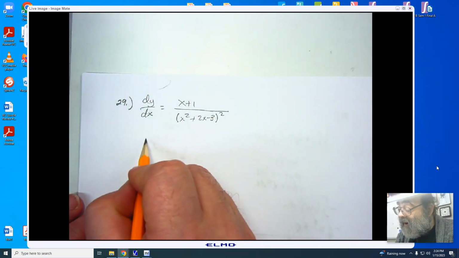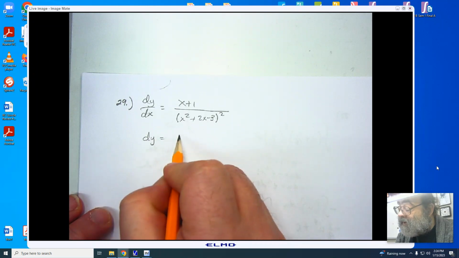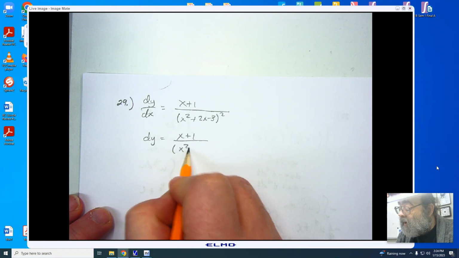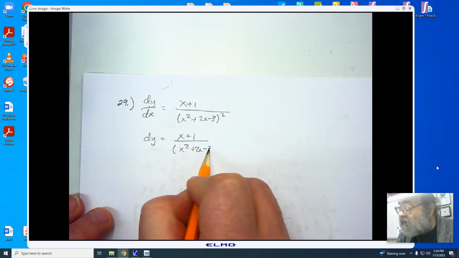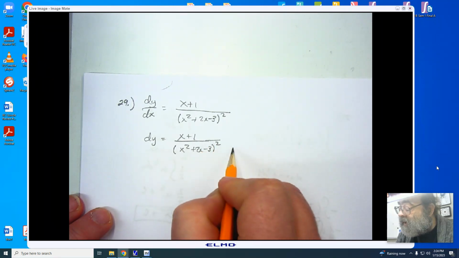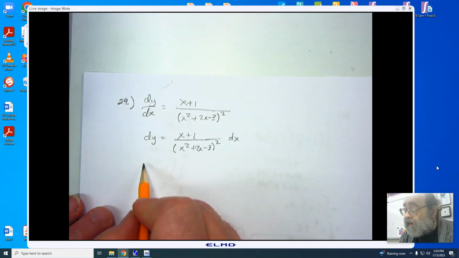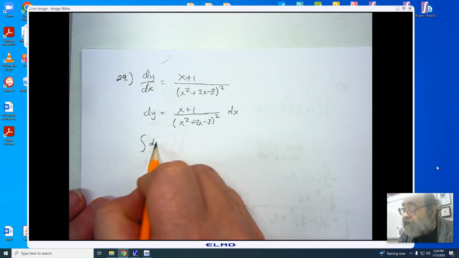We're going to separate our variables again. dy equals x plus 1, the quantity x squared plus 2x minus 3, the quantity squared, dx. We're now going to integrate both sides.